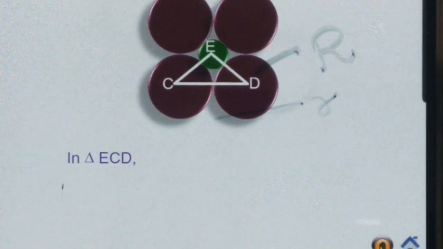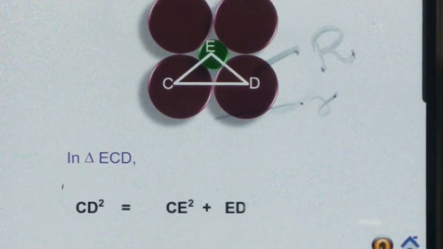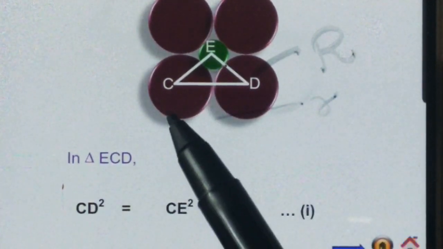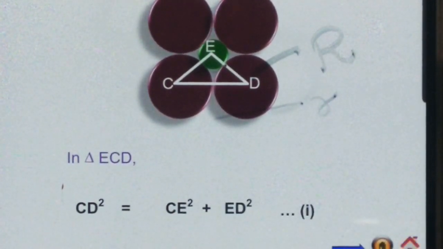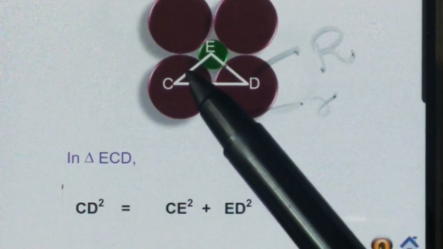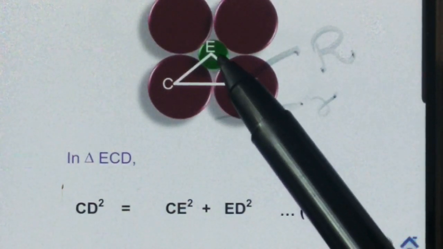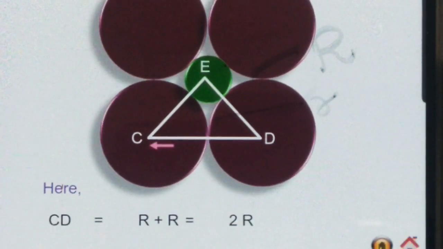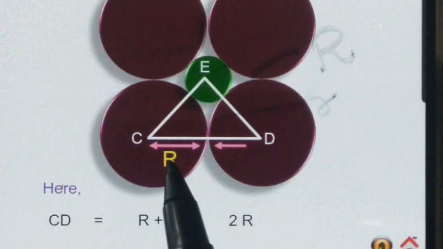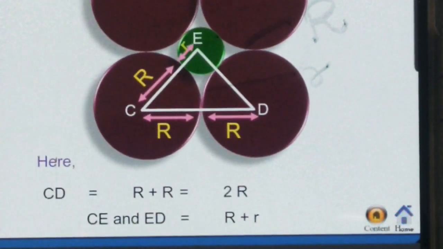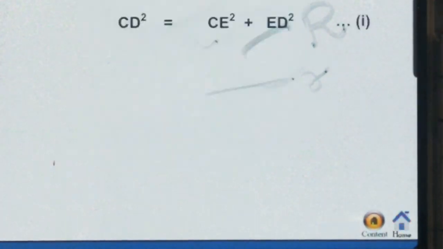Okay, in triangle ECD you can see here clearly, this is your 90 degrees. So according to Pythagoras, CD square is equal to EC square plus ED square. Okay, so your EC will be equal to small r plus capital R. Your ED will be equal to small r plus capital R. Okay, so here CD is equal to capital R plus capital R. So it will be 2R.